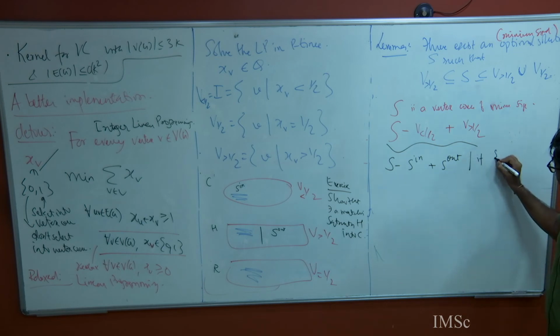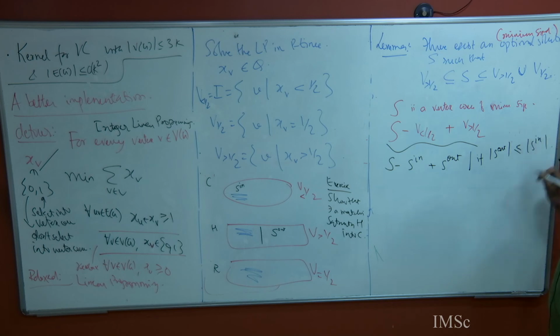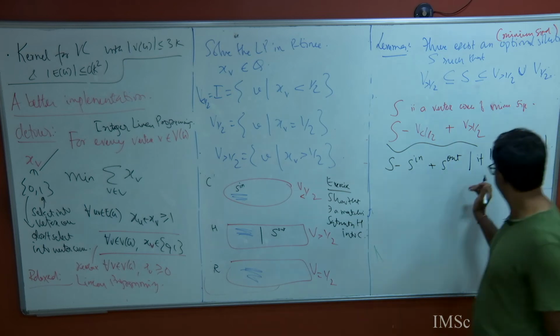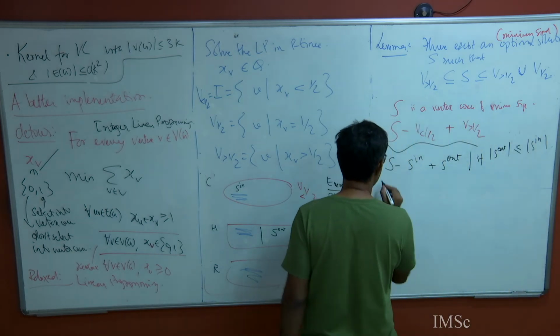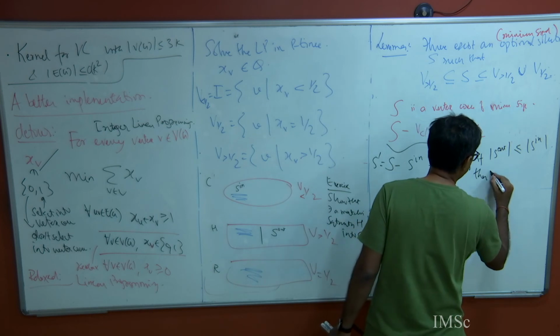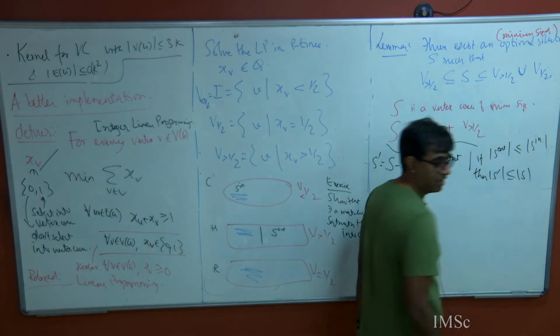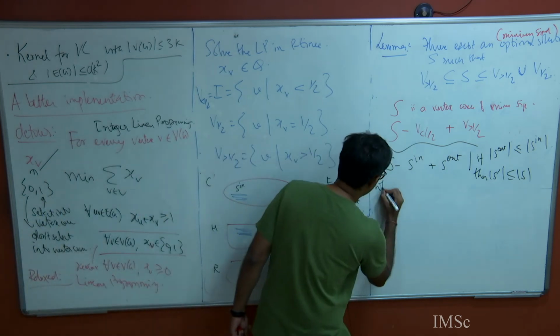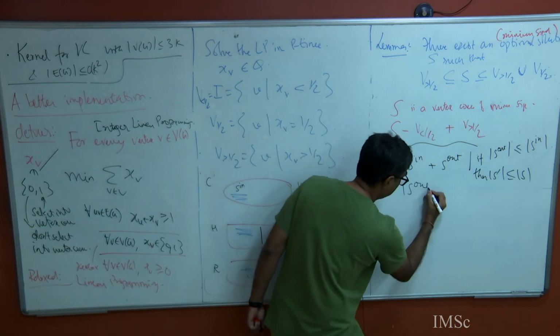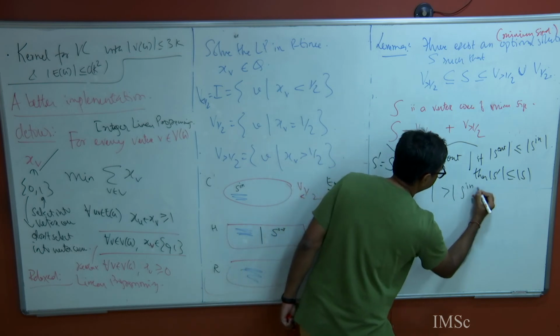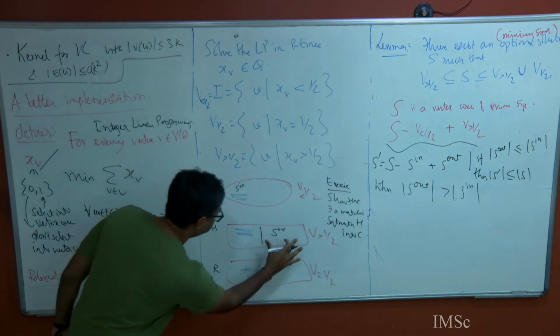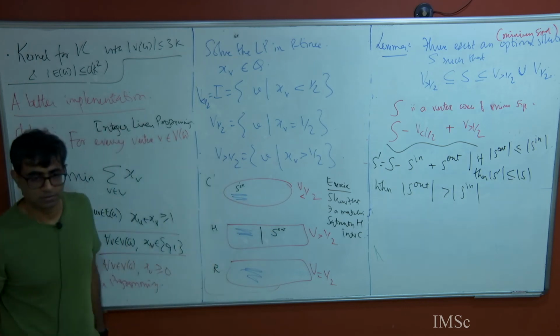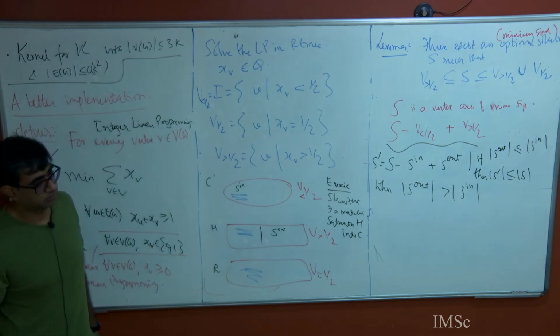Now if the cardinality of S out is less than or equal to S in, then there is absolutely no problem. Let us call this S prime. Then S prime is less than or equal to S, and we are all good. The problem is when the cardinality of S out is more than the cardinality of S in. So these people are more than these people. Agreed? Okay.